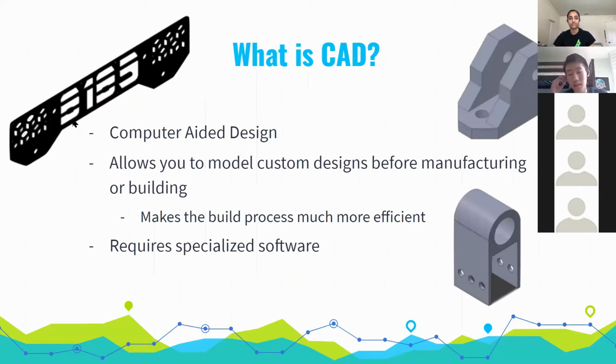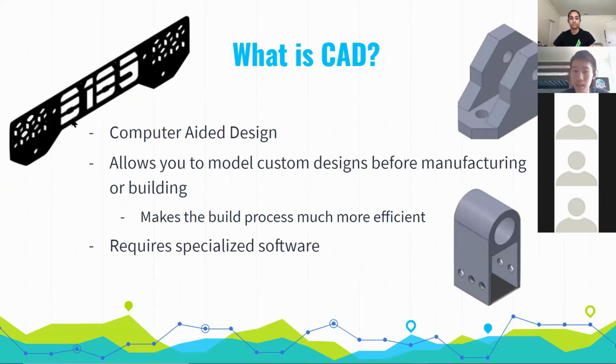So we're going to start off with just an introduction on what is CAD. CAD is an acronym for Computer Aided Design. It basically allows you to design custom parts and objects in specialized computer programs like Fusion360, Autodesk Inventor, or SolidWorks. And you can later manufacture these with custom manufacturing machines like 3D printers and laser cutters.